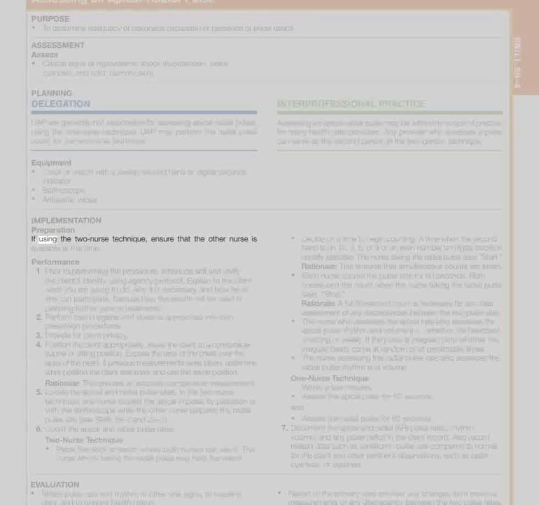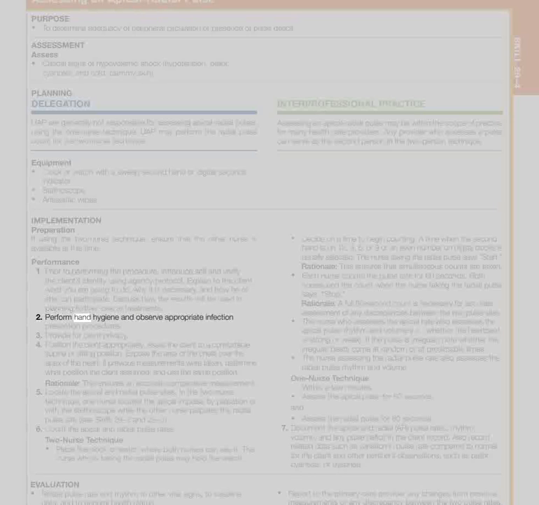Implementation preparation. If using the two-nurse technique, ensure that the other nurse is available at this time. Performance. 1. Prior to performing the procedure, introduce self and verify the client's identity using agency protocol. Explain to the client what you are going to do, why it is necessary, and how he or she can participate. Discuss how the results will be used in planning further care or treatments.